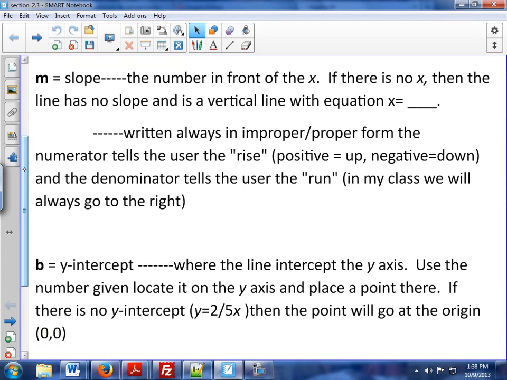Slope is always written in improper or proper form. The numerator tells us the rise, up or down, and we always go to the right, which we know.